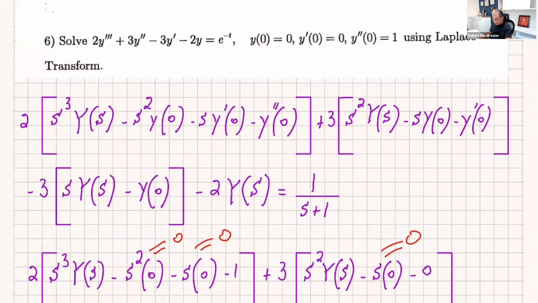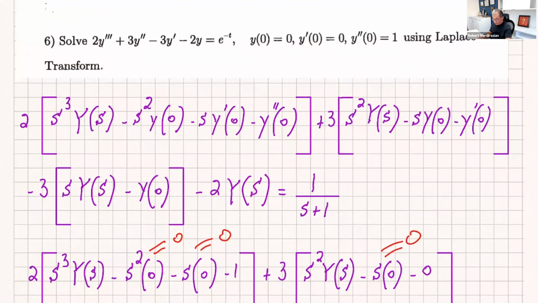Number 6 says solve 2y''' + 3y'' - 3y' - 2y = e^(-t), given those conditions, using the Laplace transform. Make sure to check the lecture on Laplace transform. You can check the details in those videos or the lecture notes. But let's solve this problem and see how we can use them.